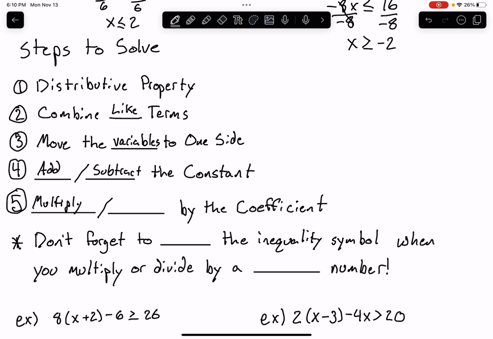And then the fifth and final step here, we multiply or divide by the coefficient, that number that's out in front of the variable. And that's the final step, and then you should have your variable is some kind of inequality compared to a certain value. A little star here: we never want to forget to, I'm going to write this in all caps, flip the inequality symbol when we multiply or divide by a negative number, just like I did up in our second example.